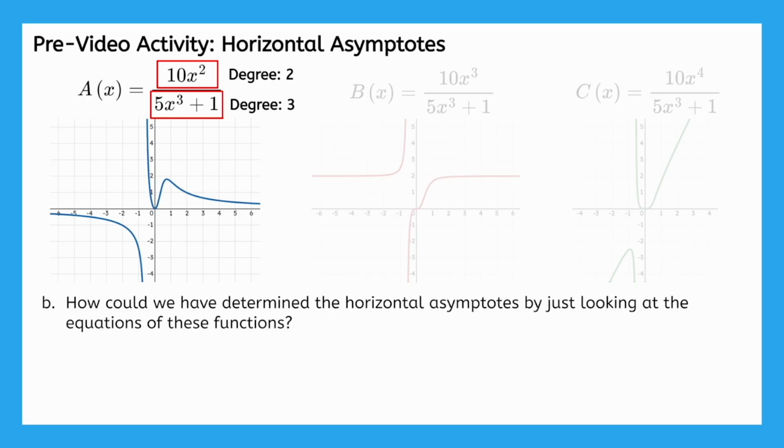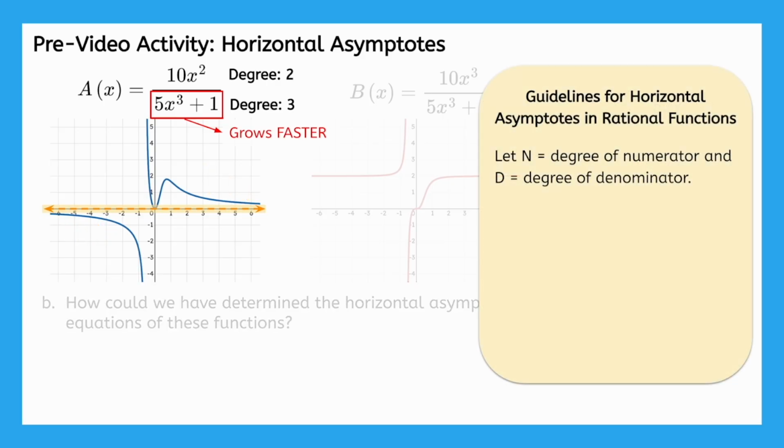As x increases to infinity, either positively or negatively, the cubic denominator grows faster than the quadratic numerator, causing the quotient to get smaller and smaller towards 0, which makes the function approach 0 on both ends. This is why, in general, for rational functions, every time we have a greater degree in the denominator, there will be a horizontal asymptote at y equals 0.